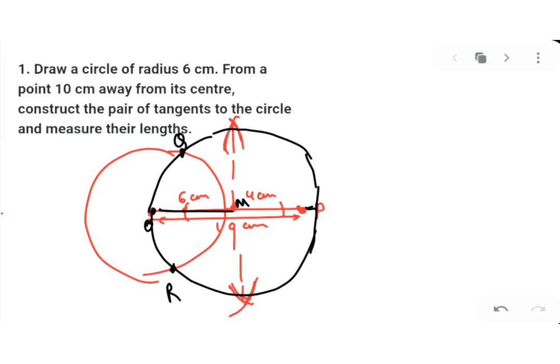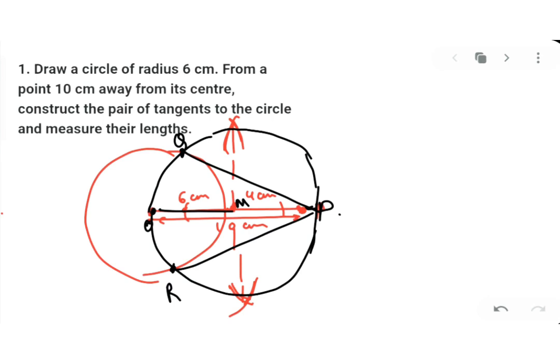You have to join PQ. This is your P. You have to join PQ and then you have to join PR, and that will be your required tangents. Got my point clear? Okay. Now, in that you also have to give the justification for your construction.